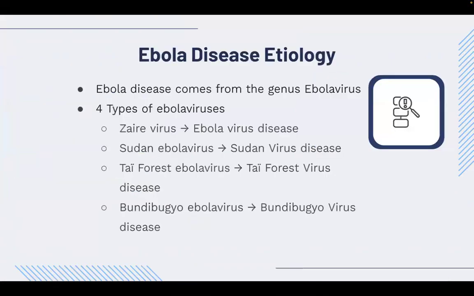Okay, so I'm going to be starting off by talking about the etiology of the disease, like what it's about. So, the Ebola disease comes from the genus Ebola virus. There's actually six different strains of the Ebola virus, four of which are known to be pathogenic to humans. I know it says there's four types of Ebola viruses, but these are the pathogenic types: the Zaire virus, which causes the Ebola virus disease, the Sudan Ebola virus, which causes the Sudan virus disease, the type 4 Ebola virus, and the Bundibugyo Ebola virus.